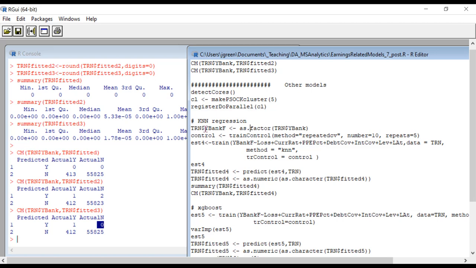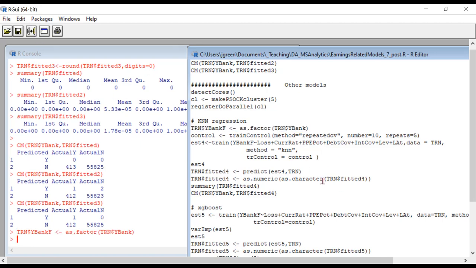So I'm creating this column ybank f, or ybank factor. Once I have that, it'll run each of these models that we've already used, trying to classify the y variable rather than predict some actual number.